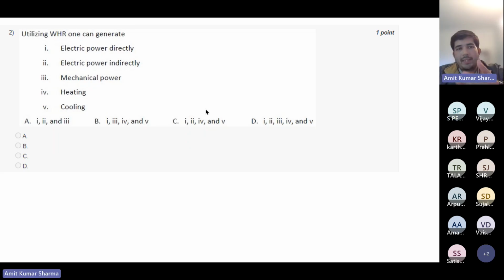Please explain about cooling. How will we get cooling from waste heat recovery? It's like a vapor absorption system, one of the refrigeration systems where waste heat is used. Right, vapor absorption cycle, where we can do the cooling.